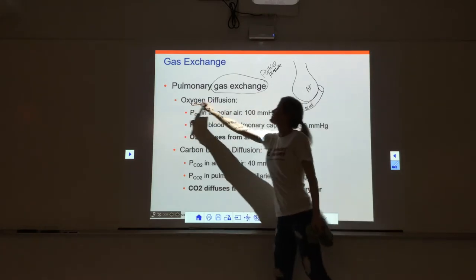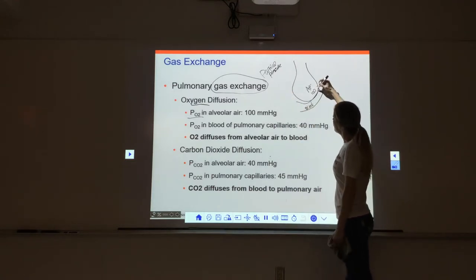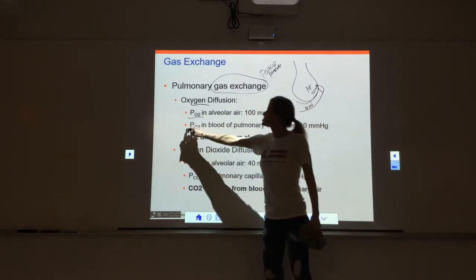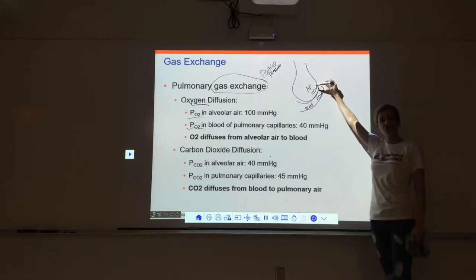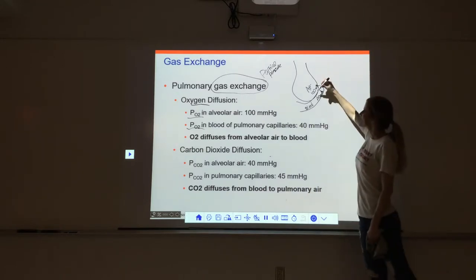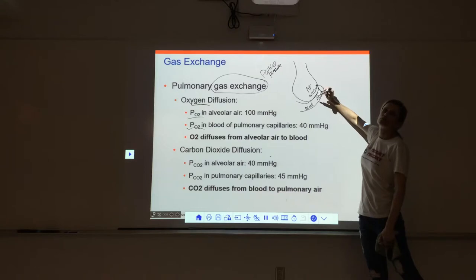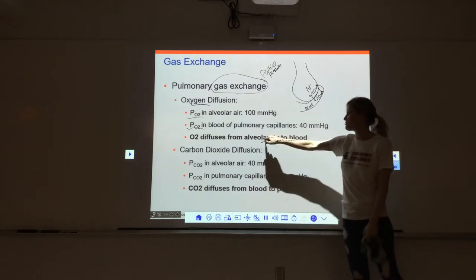So first we'll look at what happens with oxygen. The partial pressure of oxygen in the air is about 100 millimeters of mercury. The partial pressure of oxygen in the blood is about 40. And what did we say? When we put a gas under a high pressure, we can make it go into a liquid, right? Just like carbonating a drink, we can force that gas into a liquid. So the oxygen is going to go from where to where? Good. So the oxygen is going to enter into the bloodstream. Oxygen diffuses from the air into the blood.